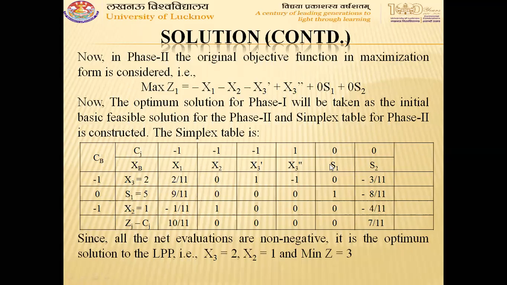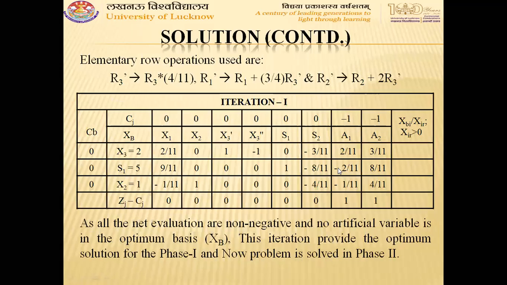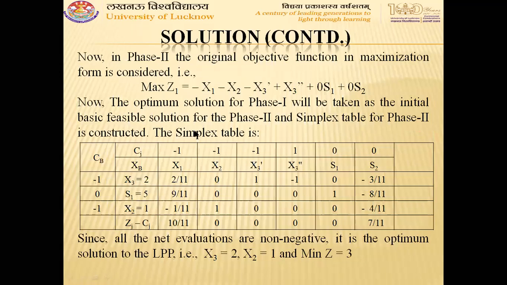And in Cj, if you see the previous table, the cost of x1, x2, x3 prime and x3 double prime was 0. Now we put in the original costs, that is minus 1 for x1, minus 1 for x2, minus 1 for x3 prime and 1 for x3 double prime. In the same manner, the costs of basic variables are also changed. For x3 it becomes -1, for x2 it is also -1, and for s1 it remains 0.